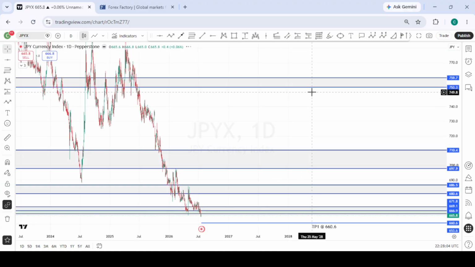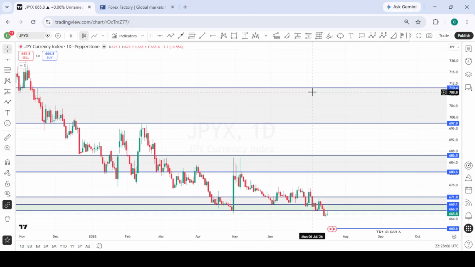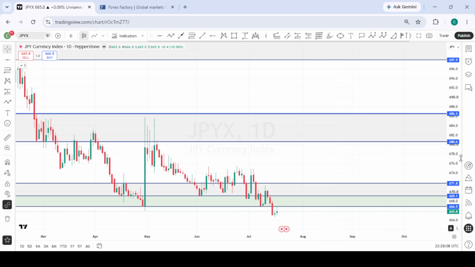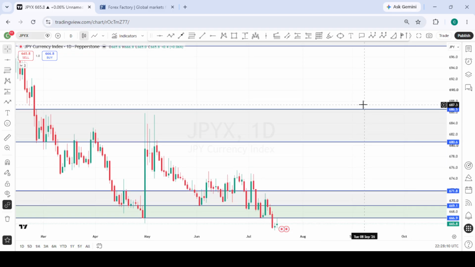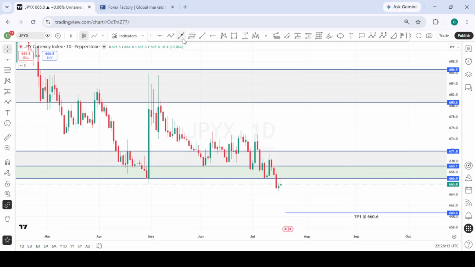To the next, this is the Japanese yen index, and the Japanese yen index is extremely bearish. So going forward, most of the XXXJPY pairs are going to buy going forward. So going into next week, what we are looking out for is a possible pullback into this very first area of interest. Look for selling opportunities to the downside.